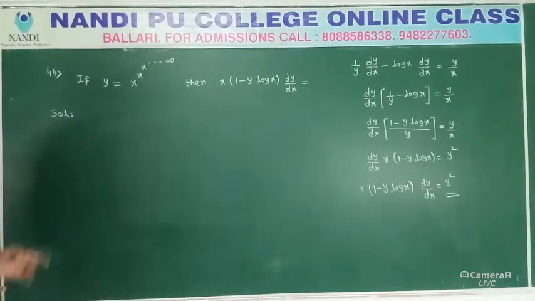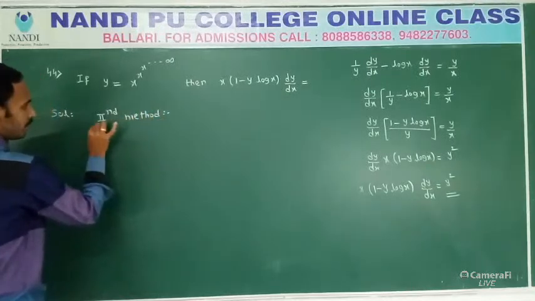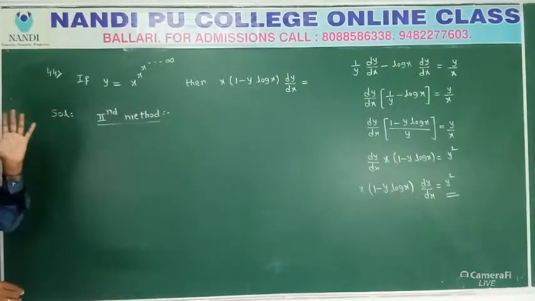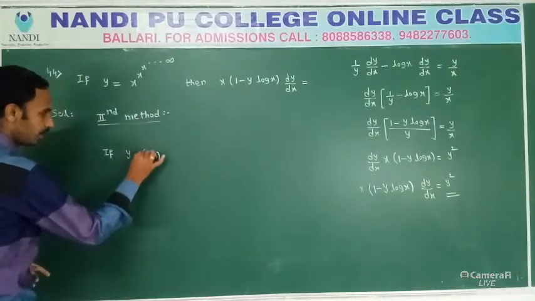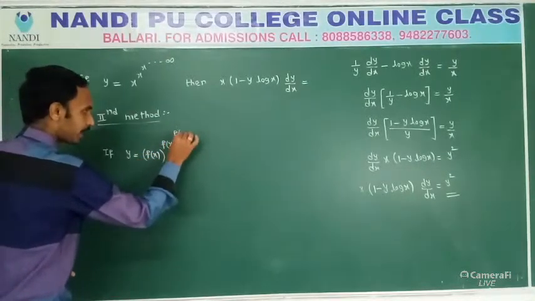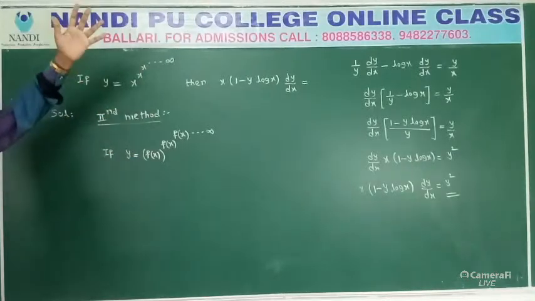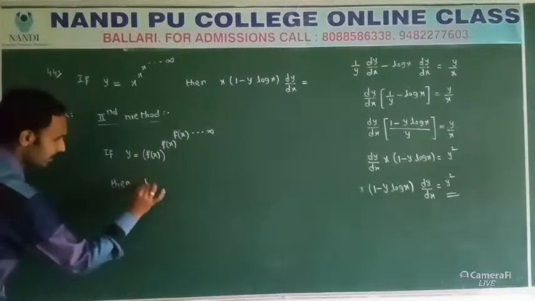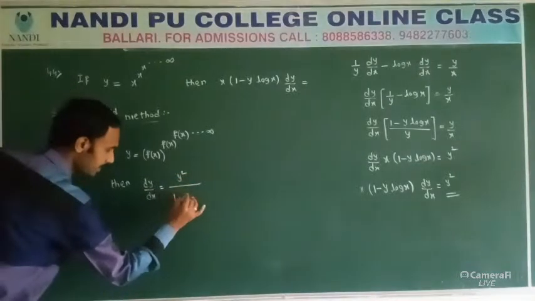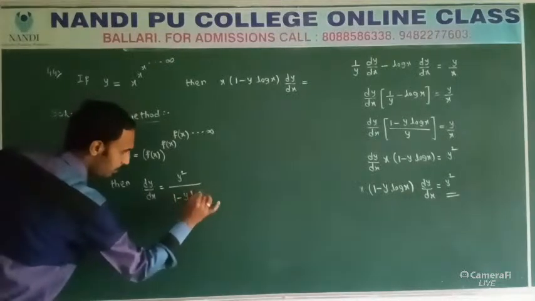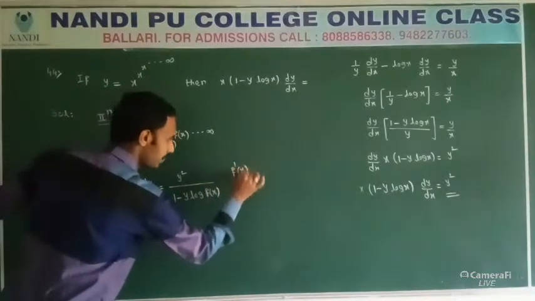Okay, I am doing the shortcut method. Second method: suppose you learned the formula by heart, how to do it? If y is equal to f of x whole power f of x and so on infinity, then the dy by dx formula is y square by 1 minus y log of f of x into f dash x by f of x.